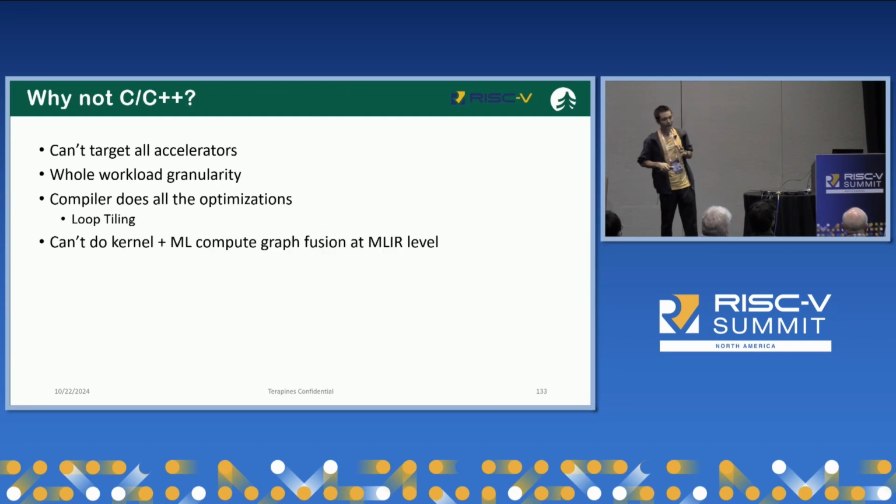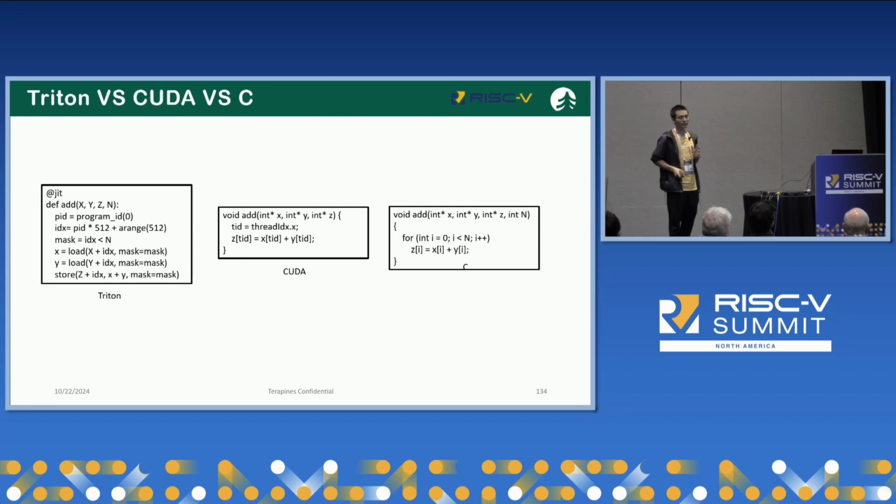Okay. Next one. Okay. Here is an example of the Triton programming language, CUDA and C. I will just talk about the important differences between the Triton language and CUDA.